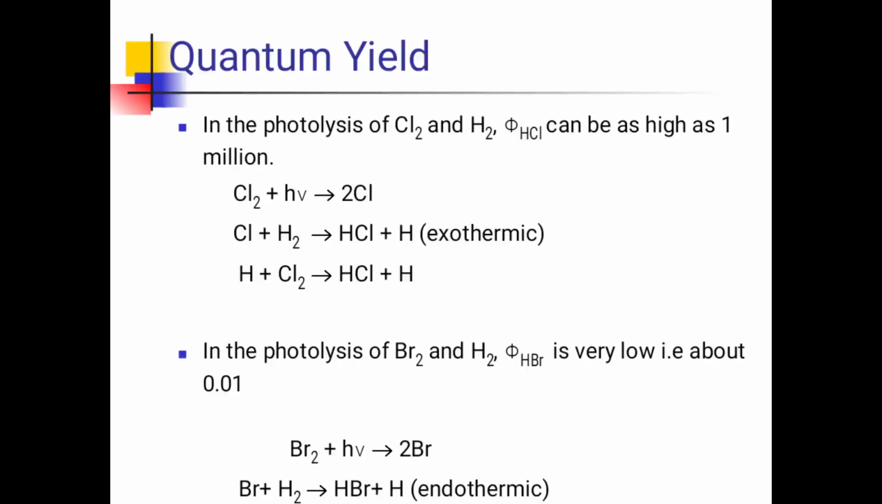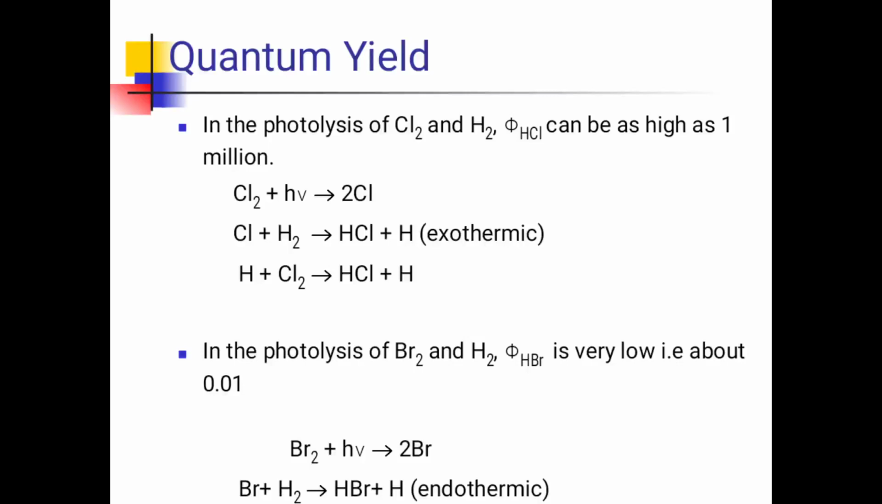In the photolysis of chlorine and hydrogen, the phi value of hydrogen chloride can be as high as 1 million. Chlorine undergoes the photochemical reaction, absorbing radiation h nu to form 2 chlorine atoms. Again, 1 chlorine atom reacts with a hydrogen molecule to form HCl and a hydrogen atom. The hydrogen atom reacts with a molecule of chlorine to form hydrogen chloride and a chlorine atom.